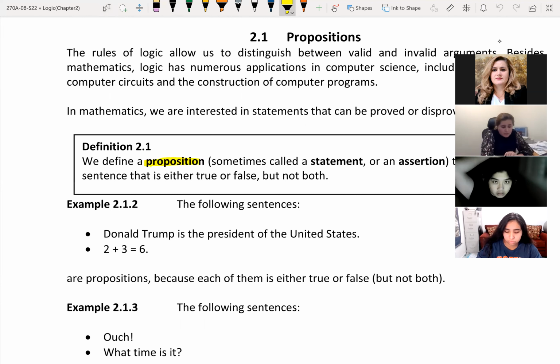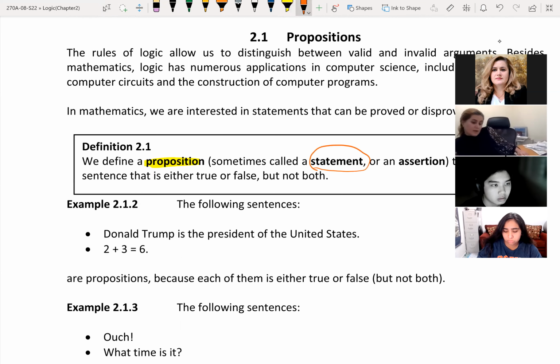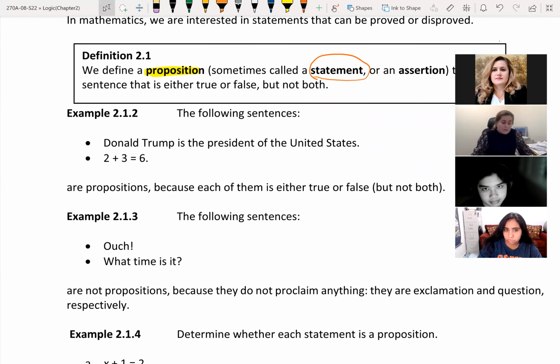Proposition is a statement or an assertion. That's another name. I'm not going to use statement because it's confusing, so I will use sentences. A proposition is a sentence that is either true or false, not both. So that's the definition. Either it is true or false, not both.